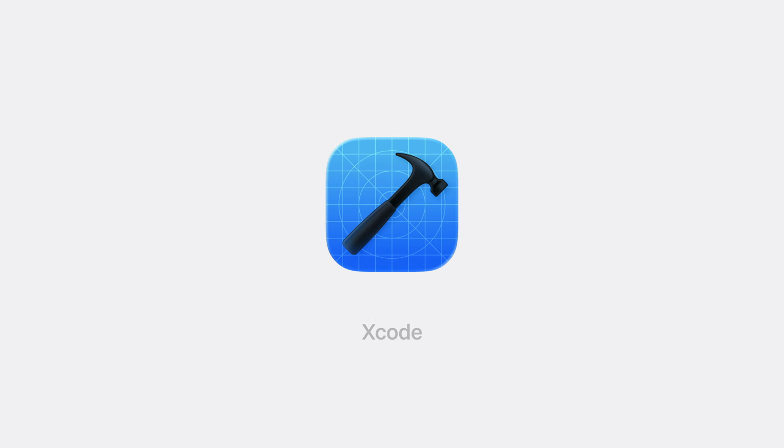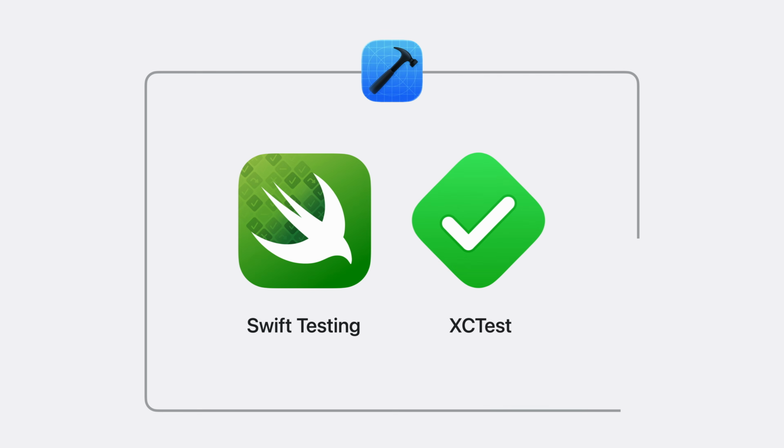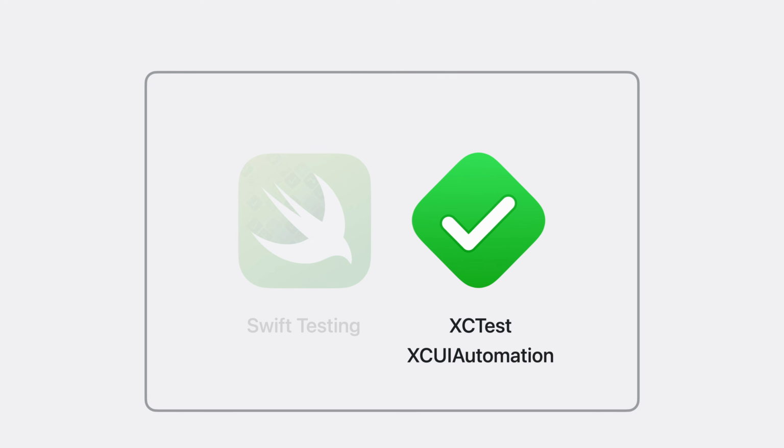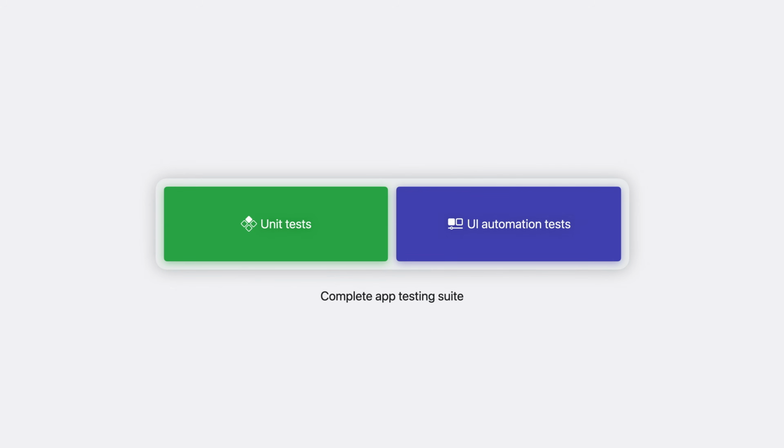Inside Xcode, we have two testing frameworks, Swift testing and XCTest. Both frameworks are capable of quickly testing your app and your source code in many configurations. When you import XCTest, a framework called XCUIAutomation is automatically included. XCUIAutomation can be used to automate your app and interact with it like a person does. These frameworks work together to provide a complete app testing suite, and if you ask me, I think that's pretty sweet.